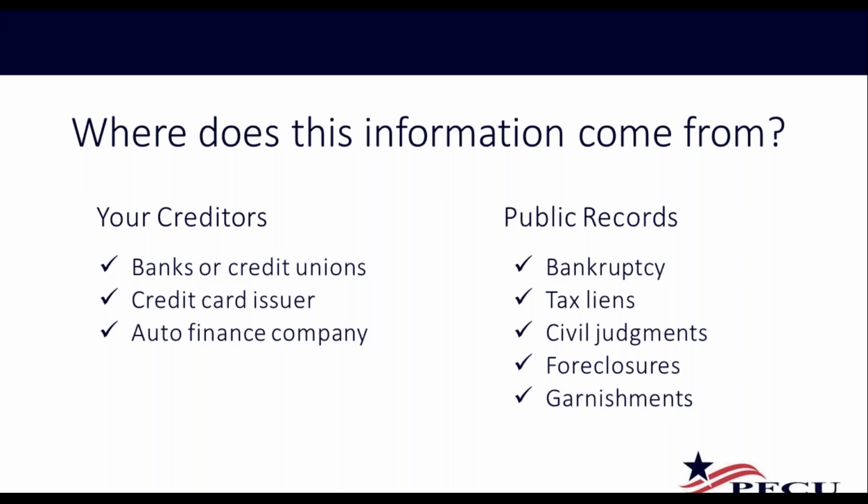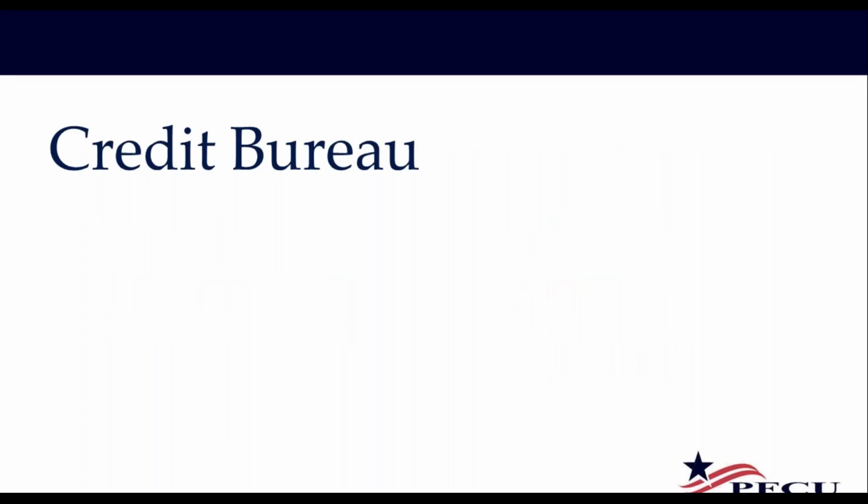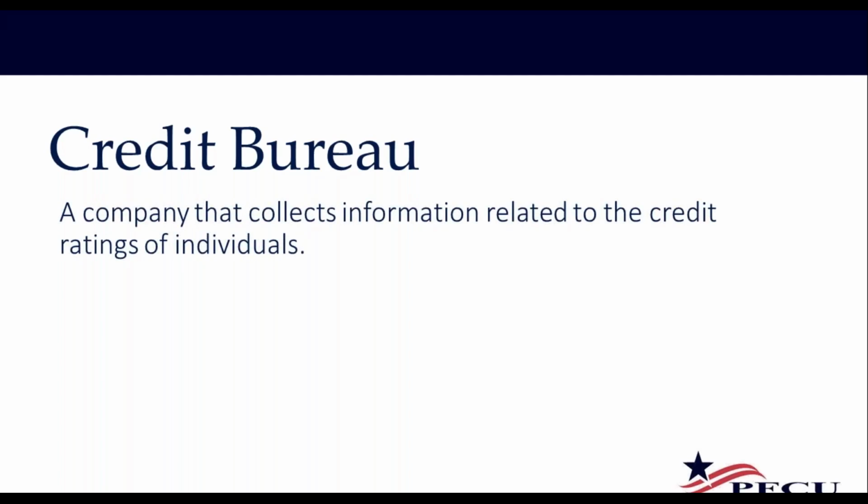So now we're going to talk a little bit about a credit bureau and what a credit bureau is. A credit bureau is a company that collects information related to the credit ratings of individuals and makes that information available to lenders. The primary purpose of the credit bureau is to ensure that lenders have the information they need to make credit decisions. They are not responsible for making any decisions related to credit. They just make that information available to lenders to make those decisions.